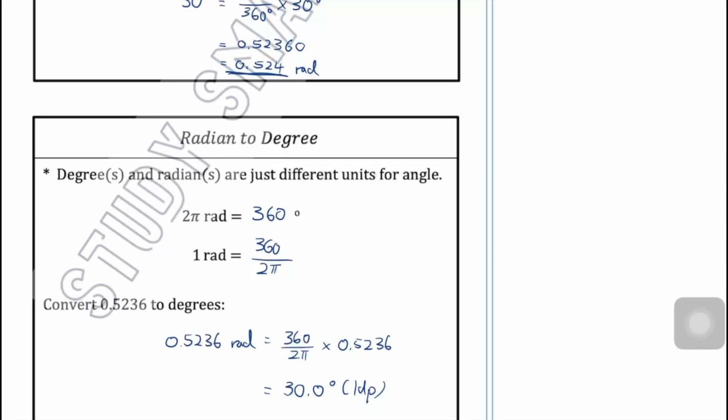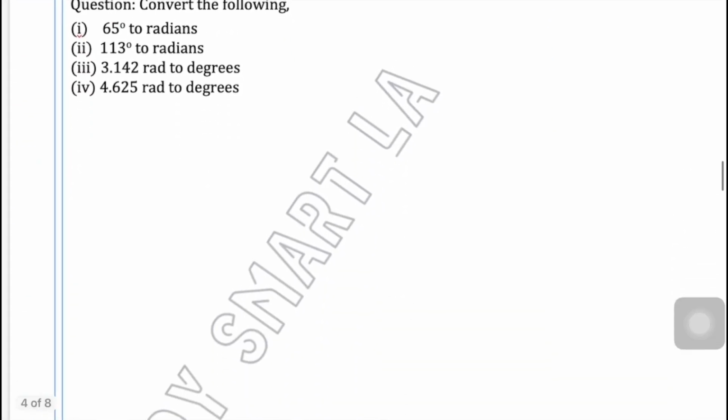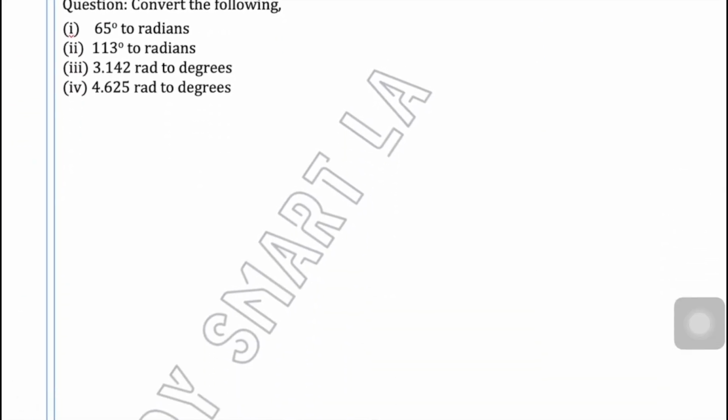Okay, so if you're okay with this, go ahead and try these questions. Do the conversion on your own, see whether you can understand how to convert from degree to radian and radian to degree. And in the next video, we'll go through these conversions. All right, so I'll see you there.